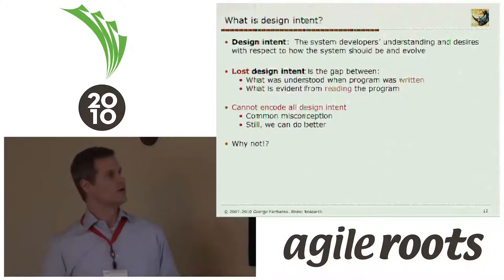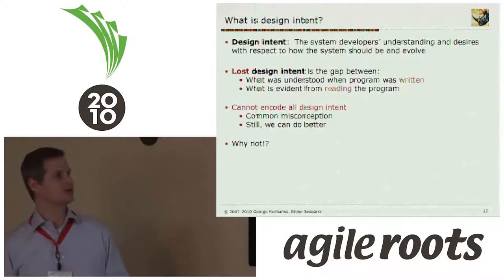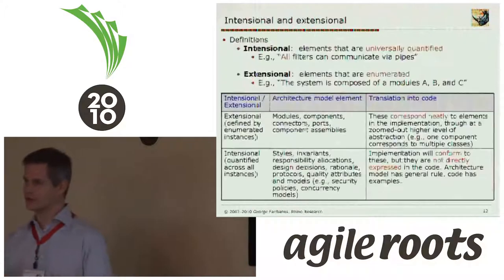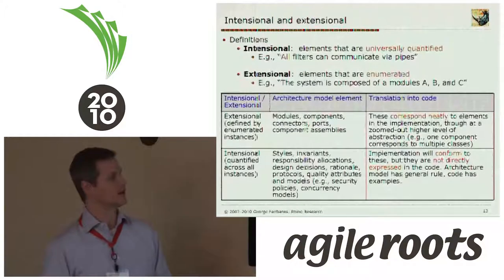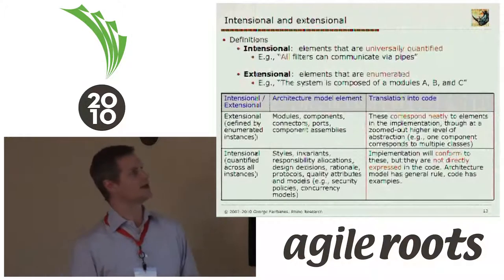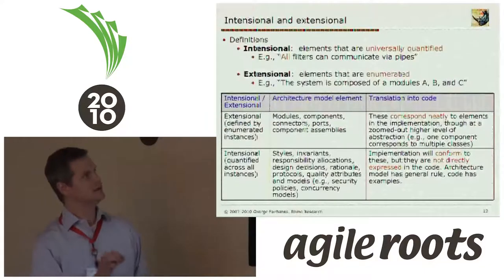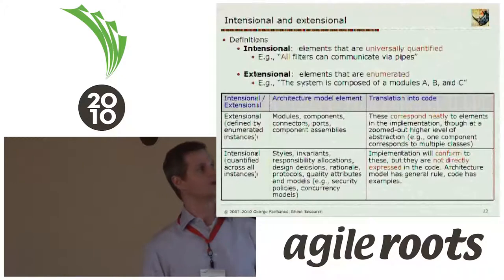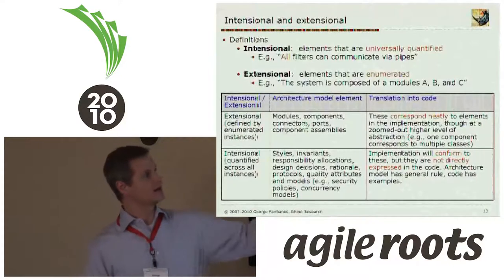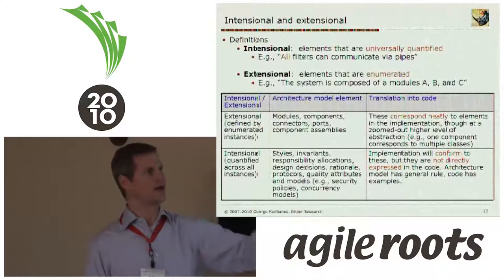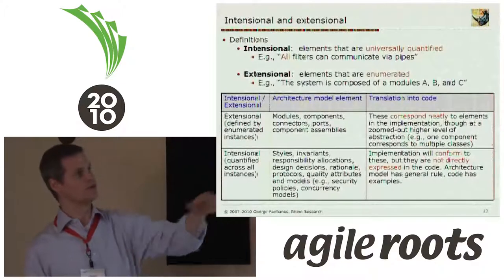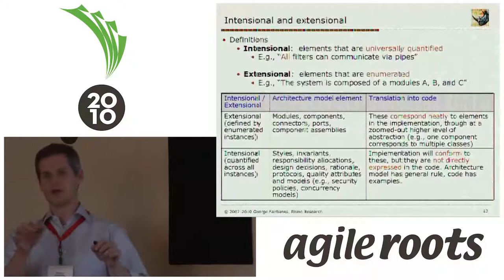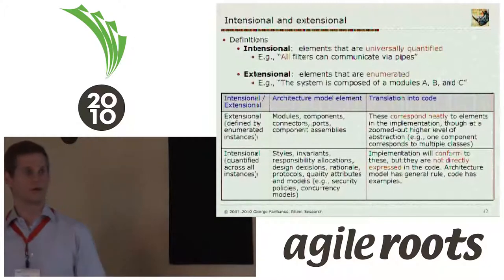So, there's these two guys, Rick Kazman and Amnon Eden, who came up with these two words, which aren't intuitive to me, but this is the language they're using: intentional and extensional. They said intentional elements are ones that are universally quantified, like all filters can communicate via pipes. And extensional ones are ones that are enumerated or named. They say the system is composed of modules A, B, and C. So when you write in your programming language, you're saying, here's module A, here's module B, here's module C.